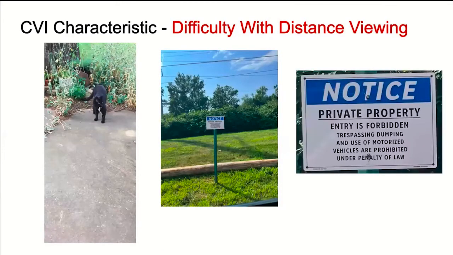Distance viewing, difficulty with distance viewing. What he can view beyond 15 to 20 feet depends on his familiarity with the target and if the target is moving. So the picture of the cat on the left-hand side would have been difficult for him had he not taken that screenshot during a conversation with his grandmother. And he knew that cat, so it was easy for him once he blew it up to identify the cat, plus the cat was moving.